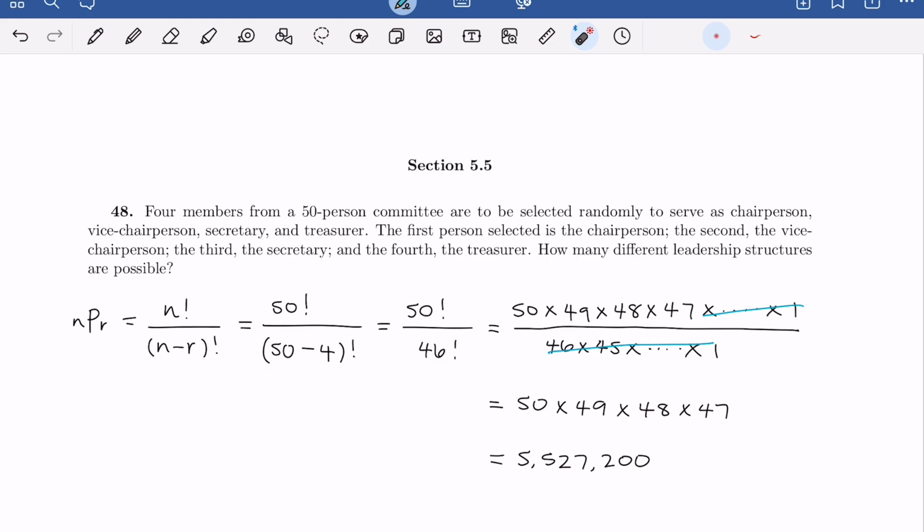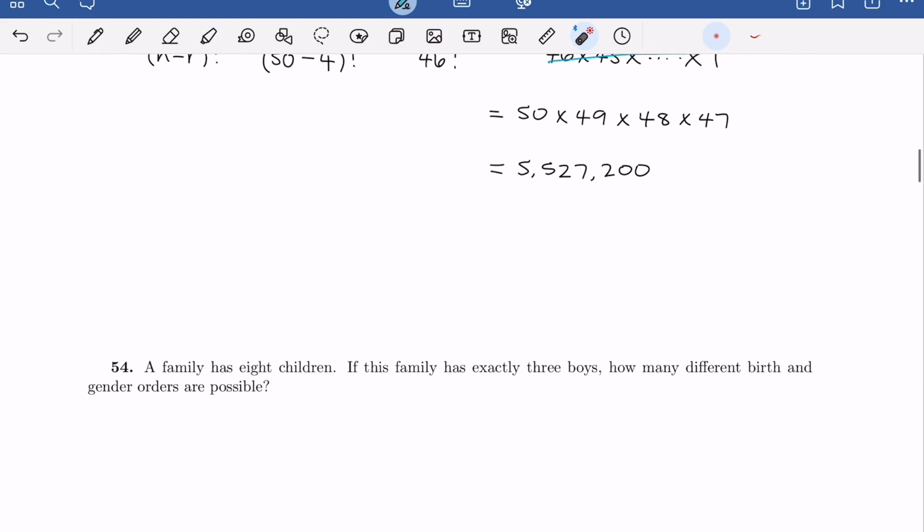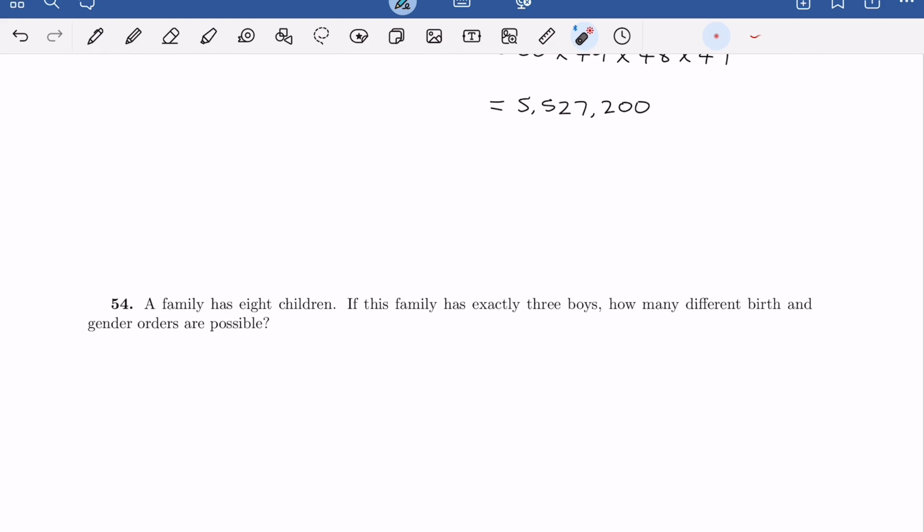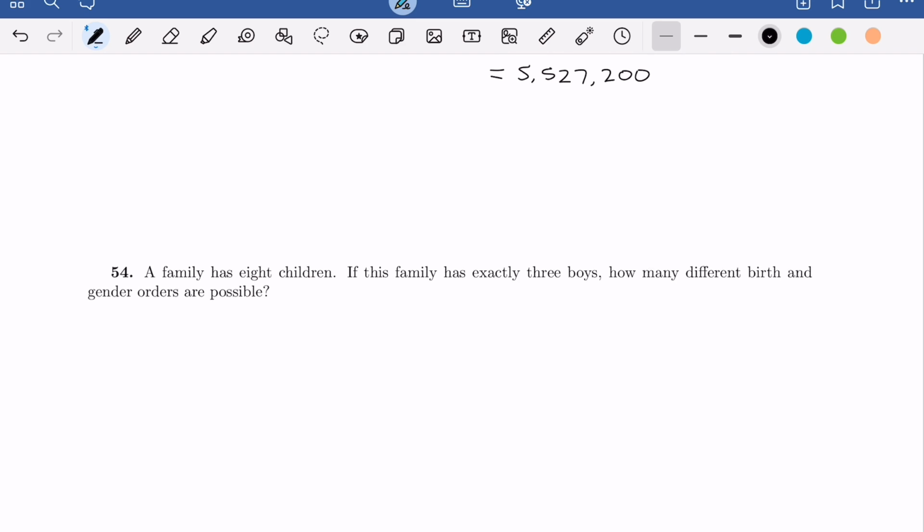committee. Okay, so for the next question, for 54 here, we're told that a family has 8 children. If this family has exactly 3 boys, how many different birth and gender orders are possible? Now, notice in this case, there are 8 children, and we need to determine the number of ways 3 can be boys. So in this case, the order of the 3 boys does not matter. We just want to have 3 of them. So we're looking at a combination problem. Order does not matter in this case, and this kind of problem is denoted like this here.